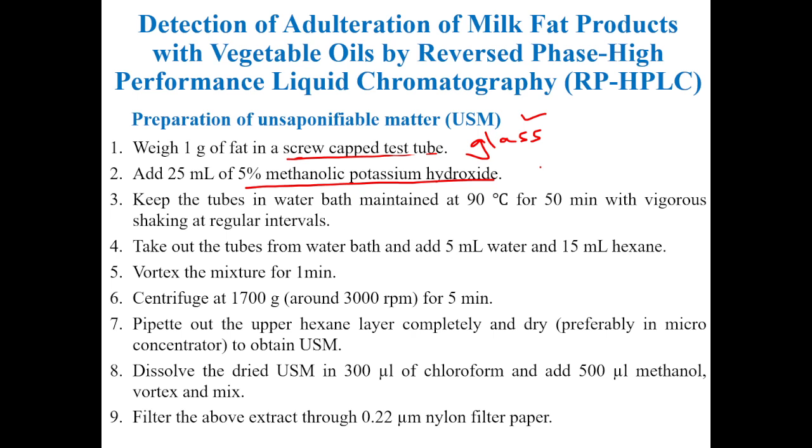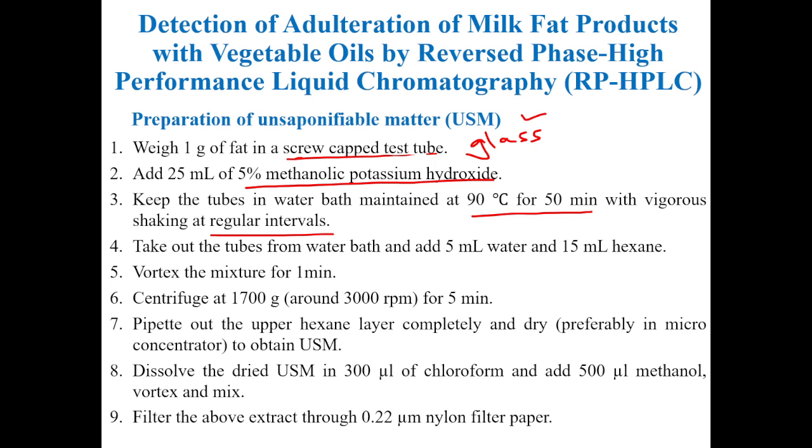5% methanolic KOH can be easily prepared. You take 5 grams, dissolve in some quantity of water, and make up the volume with methanol. You will have 5% methanolic KOH, and this is used for the saponification reaction. Then you keep the tubes in a water bath, maintained at 90 degrees Celsius for 50 minutes with vigorous shaking at regular intervals, so that the saponification reaction is completed.